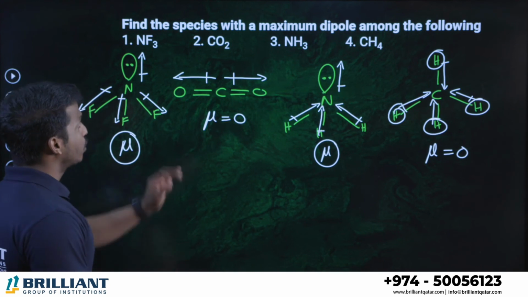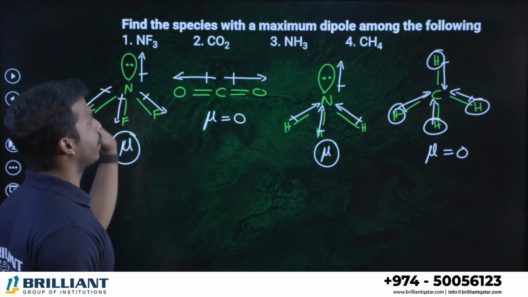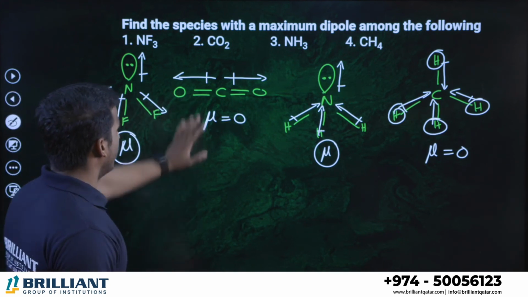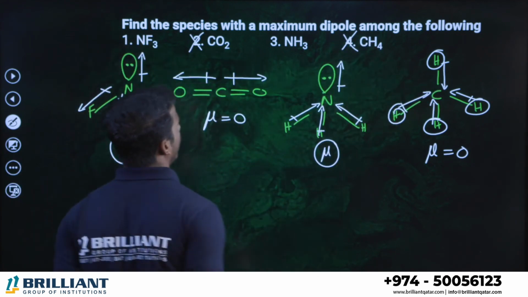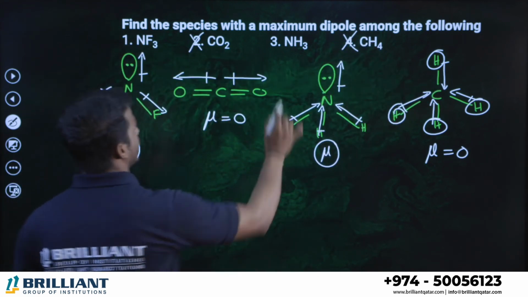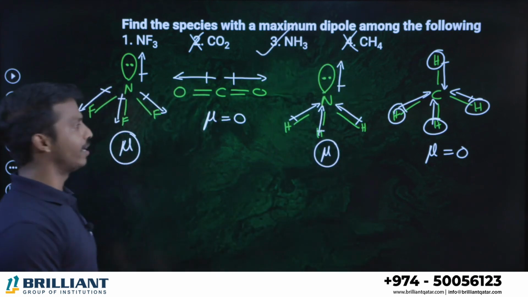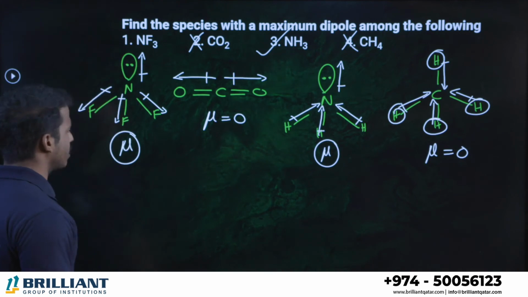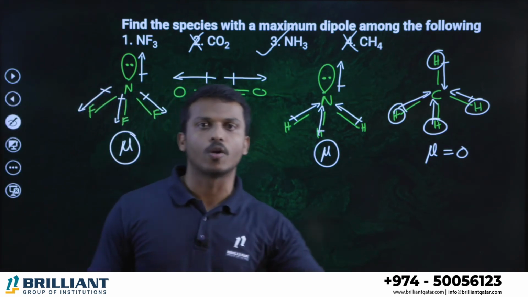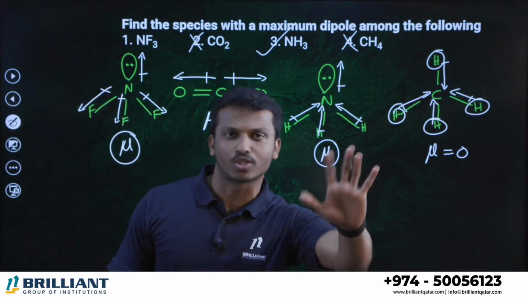If in tetrahedral geometry all the surrounded species are equal, we studied that the dipole moment is almost 0. So, question: which of the following has the maximum dipole moment? Definitely not the second one and the fourth one, because the dipole moment is 0. In NH3 and NF3 we studied that NH3 has the greatest dipole moment. So all of you just keep in mind in which systems you can directly say the dipole moment is 0 in most cases.